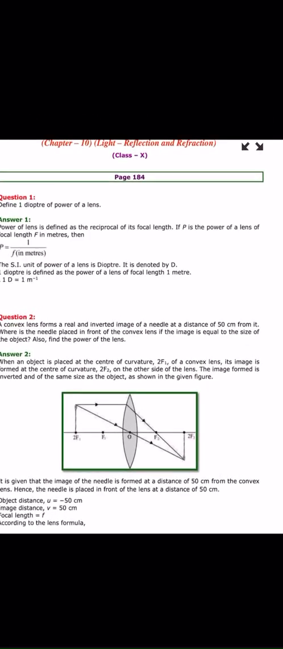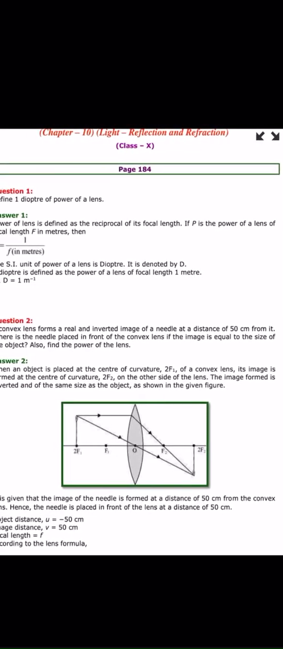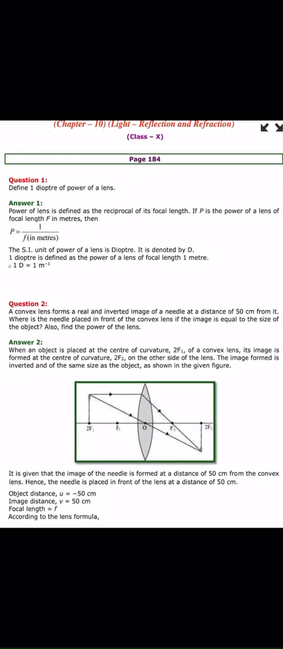So now we come to page number 184, question number 1. Define one diopter of power of a lens. Diopter is the unit of power. So one diopter is the power of that lens whose focal length is 1 meter. So it is the definition of one diopter.